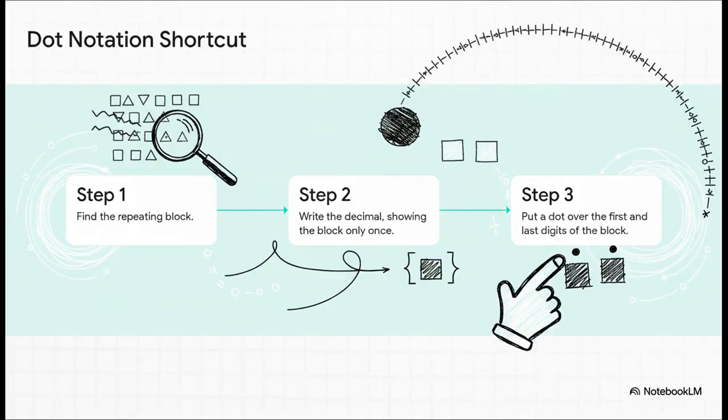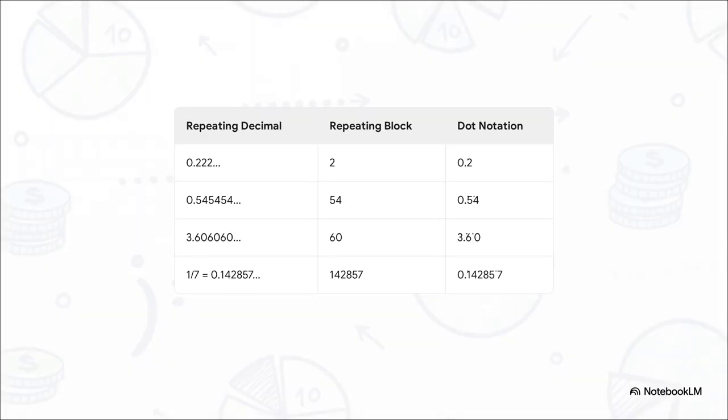Now, let's be honest. Nobody has time to write numbers that go on forever. So, mathematicians, being clever people, came up with a shortcut. It's a 3-step process. Step 1, you find that repeating block. Step 2, you write the block down just one time. And step 3, to show that this is the part that repeats, you put a little dot over the very first number in the block and another dot over the very last number. That's it.